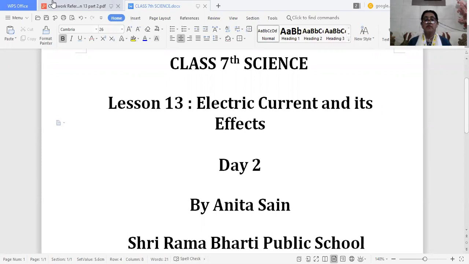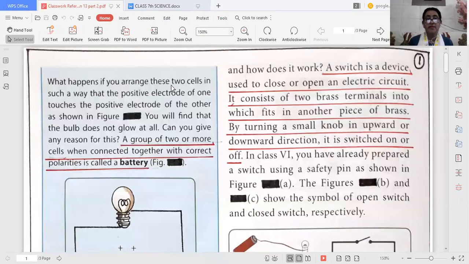Today I will explain a few topics from electric current and its effects. So let's start. Today we'll start with the battery.